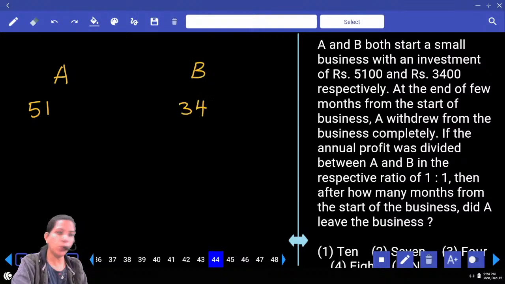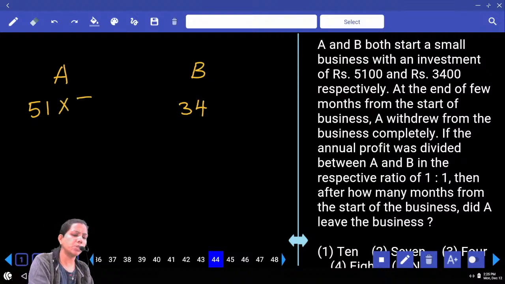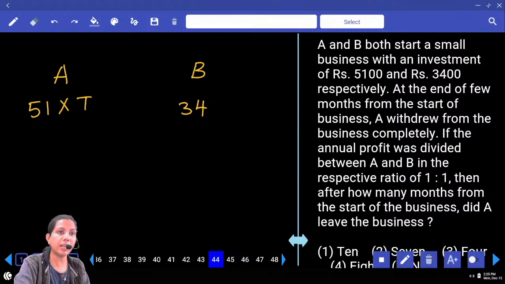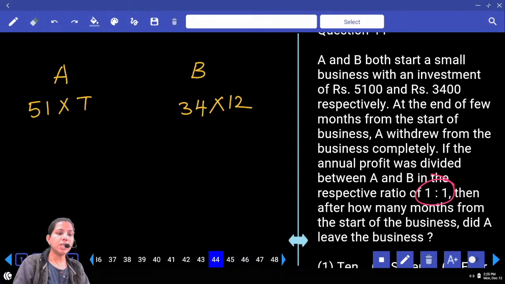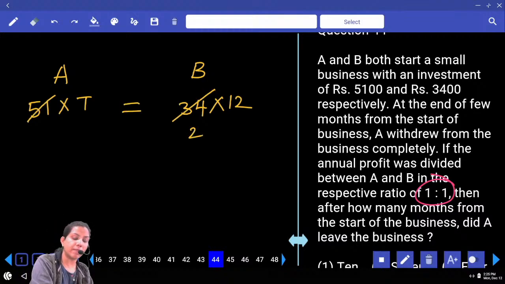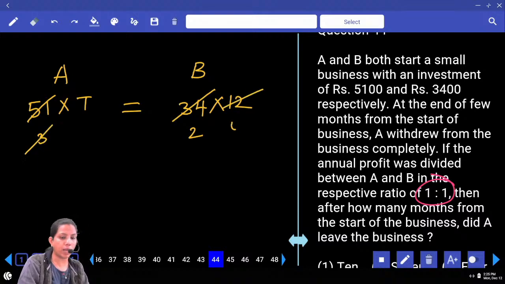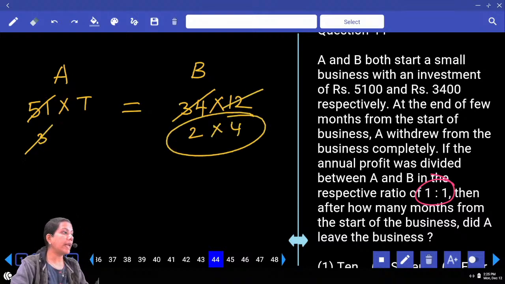At the end of a few months from the start of the business, A withdraws from the business. That means A's time, my assumption, is T months. A left after T months. So it is 51 into T only. Next, the annual profit was divided between A and B. B is from starting to ending, which is 12 months. Annual means 12 months time. So finally, their profits are in the ratio 1:1, meaning they are equal. 17 exactly 2 times, 17 3 times, 3 exactly 4 times. 4 into 2, 8 months he is in the business.